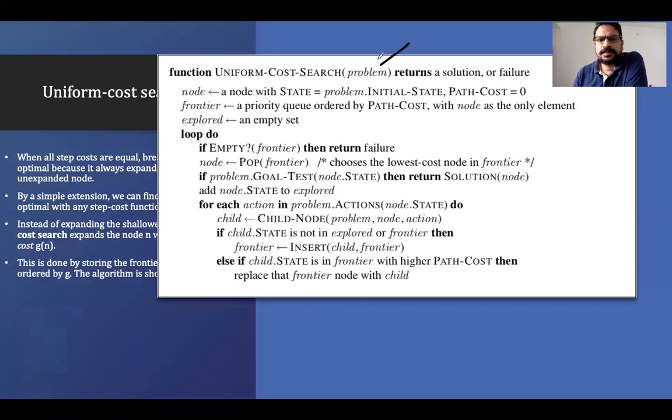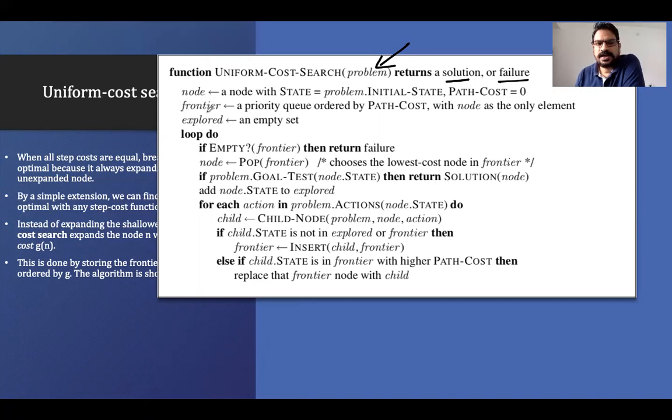It will take the problem. Problem means all the 5 components which we have seen in the goal formulation and the problem formulation. And it will return the solution if the solution exists in the state space diagram, or it will return failure if it is not there. The first variable that we'll take is a node. Node is nothing but your initial node. Initial node means where your agent is right now. What is the initial state of your agent? That state is nothing but your initial node.